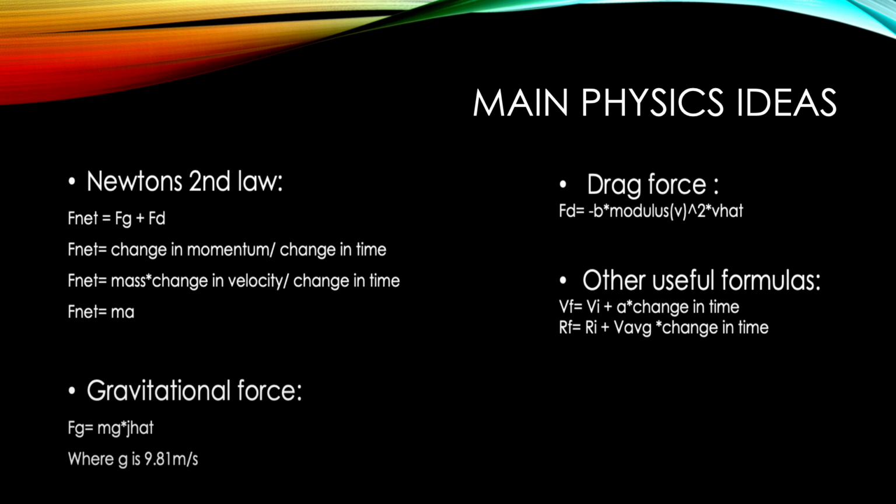Other useful formulas include the velocity update formula, which is final velocity equals initial velocity plus the acceleration times the change in time, and the position update formula, which is the final position equals the initial position plus the average velocity of the object times the change in time.